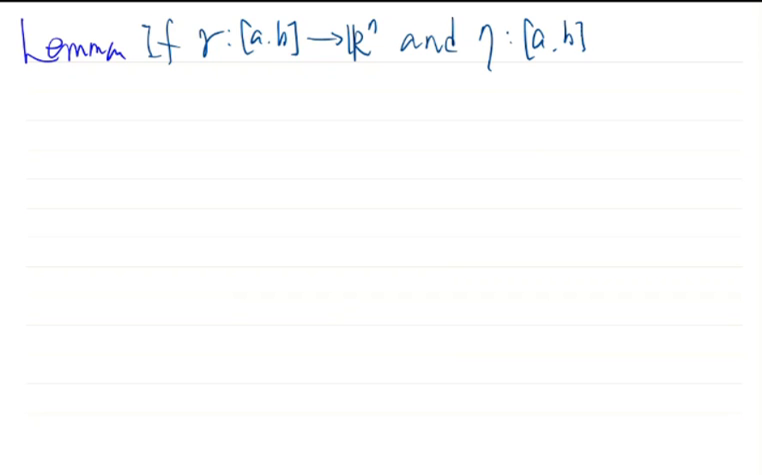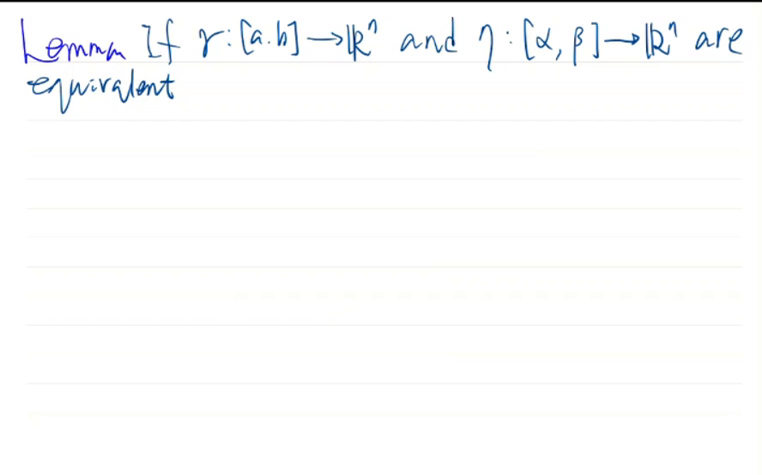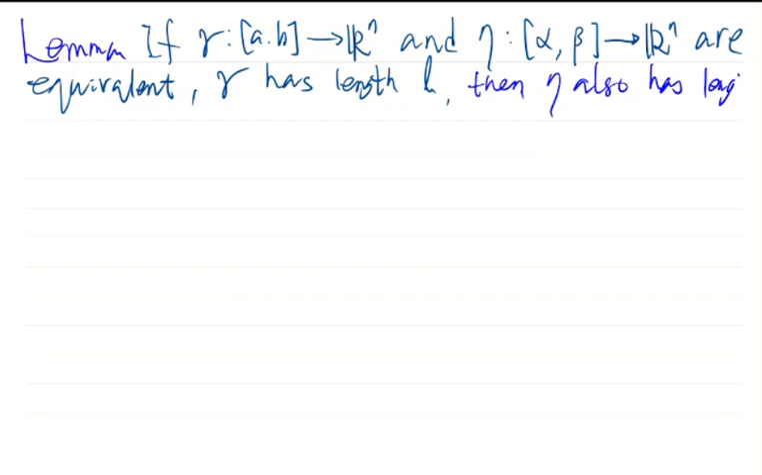So, if gamma and eta, defined on another interval, say alpha beta, are equivalent, and gamma has length L, then eta also has length L.